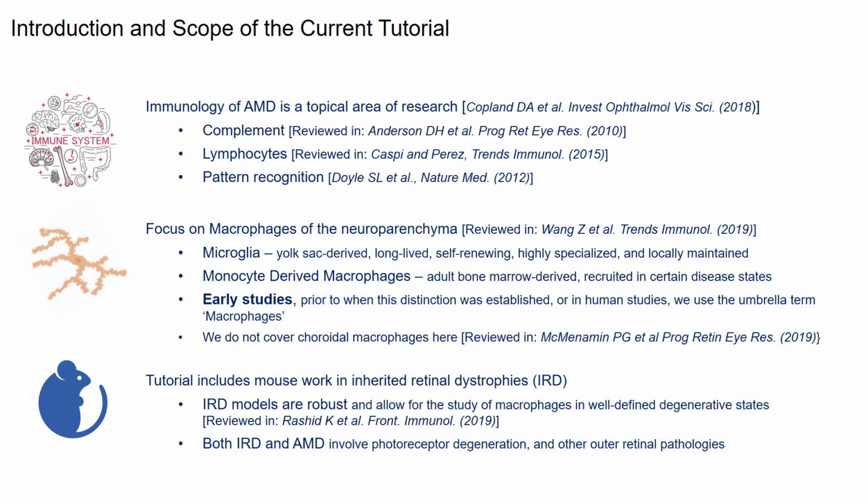The other thing I'll mention is that we quite often include information about mouse work in inherited retinal dystrophies, as these models are quite robust, and of course they allow us to study macrophages in very well-defined degenerative states. And in addition, both IRD and AMD involve photoreceptor degeneration and outer retinal pathology, so there are quite a few homologies between these two systems.